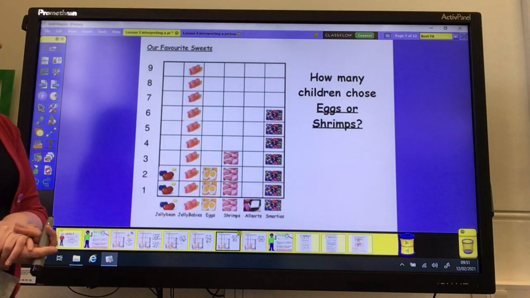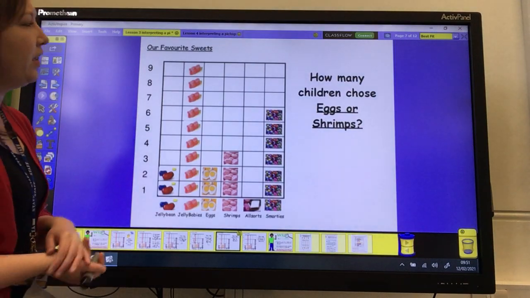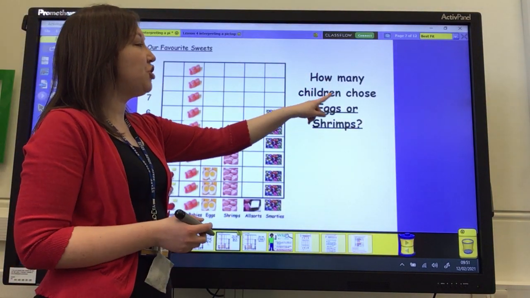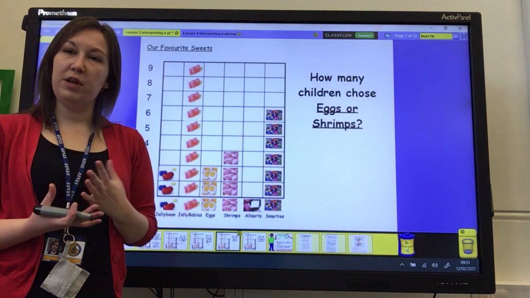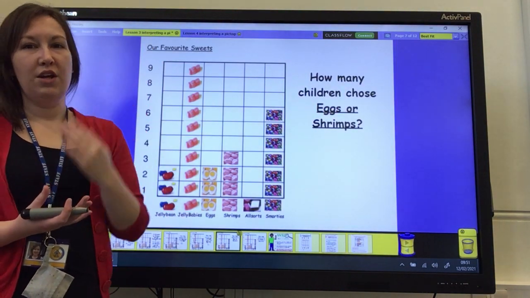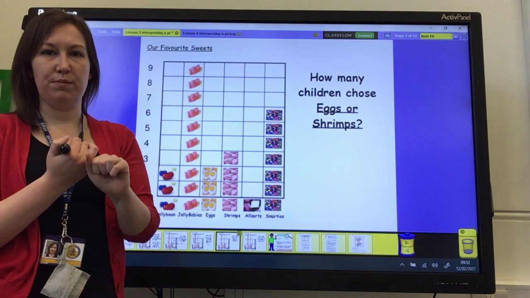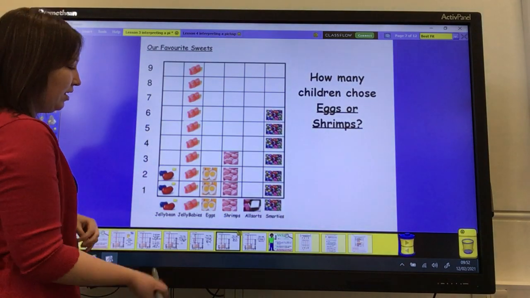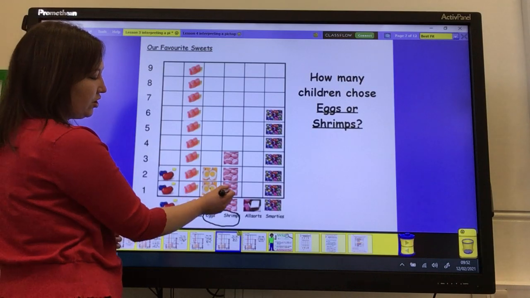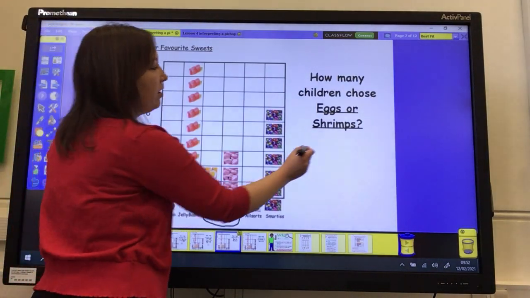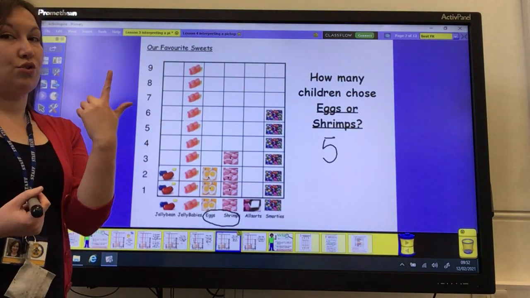And then we've got another one. How many children chose, this is a little bit different. How many children chose shrimps or eggs? So this time it's not how many more, it's how many chose it in total. How many children chose shrimps or eggs? So you will need to add up the shrimps and eggs. 1, 2, 3, 4, 5. So 5 children chose either eggs or shrimps.